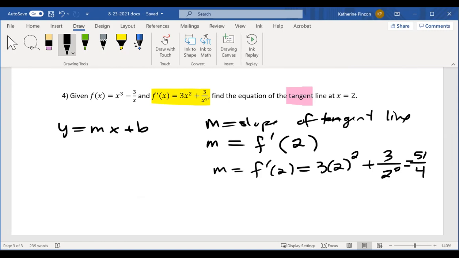So the slope of the tangent line, I used that derivative that they gave me. I didn't have to do any computation this time, right? I didn't have to do that limit or anything. And the slope is 51 over 4. Okay, I'm trying to find the equation of the tangent line. So I know the slope. Check. 51 over 4. Now what? I need a b. Yep. Okay, I would like to put it into y equals mx plus b format. How am I going to find b?